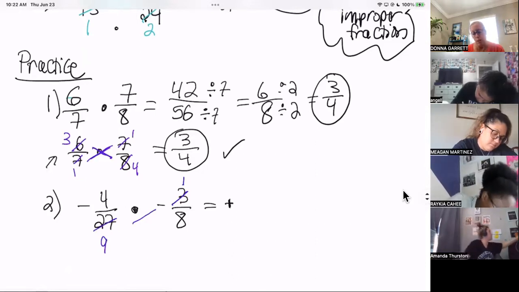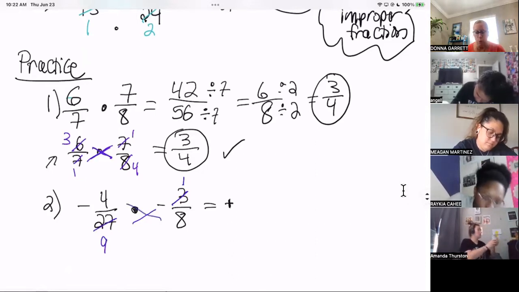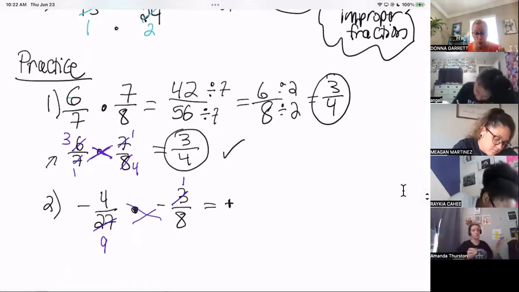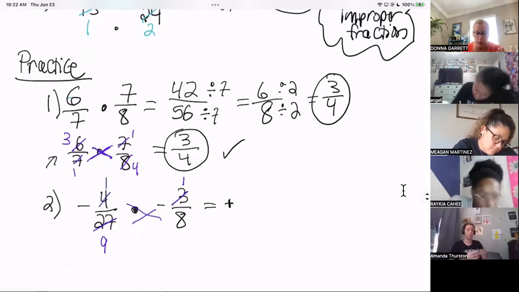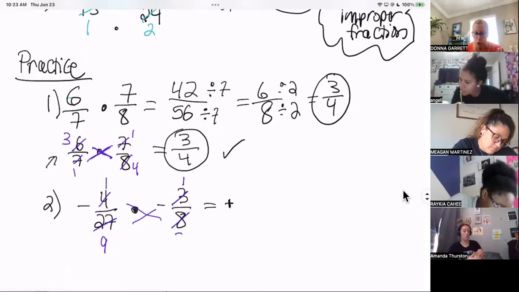Now I'm going to go the other way. I'm going to go this way. 4 and 8. I can divide both of them by 4. So 4 divided by 4 is 1. 8 divided by 4 is 2.